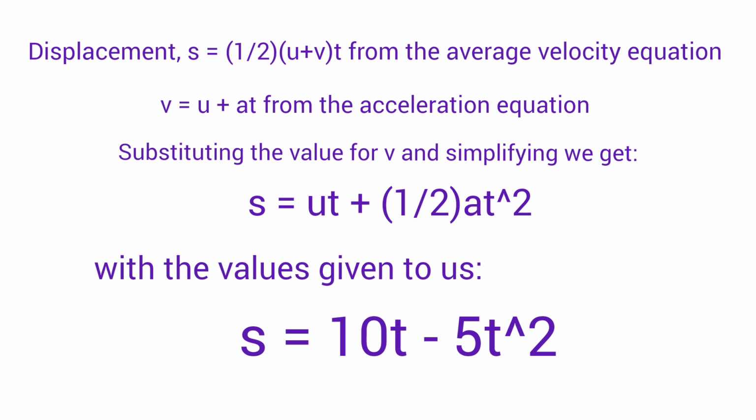Next, we substitute the given values of initial velocity as 10 and acceleration due to gravity as -10. We use the minus sign because the acceleration is in the opposite direction to the direction of motion. The resulting equation is s equals 10t minus 5t squared.